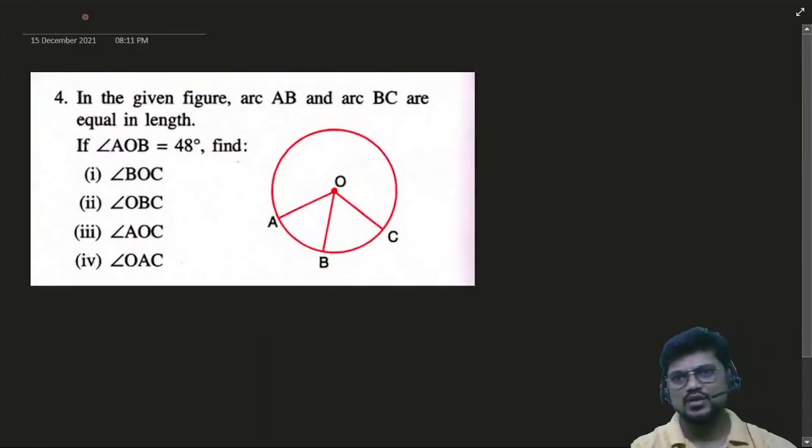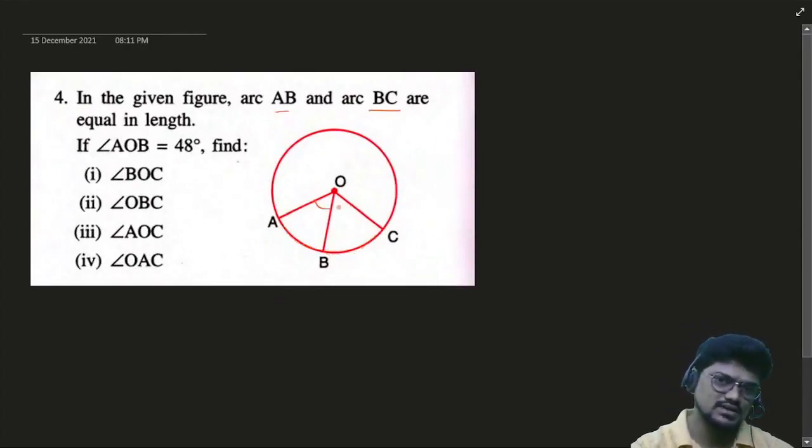Now in the given figure, arc AB and arc BC are equal in length. That means this angle, this arc and this arc are equal. That means this angle and this angle should be equal. Now if angle AOB is 48 degrees, we already know that this arc is equal to this arc. So this angle should also be 48. Now what they are asking, angle BOC, that is 48.